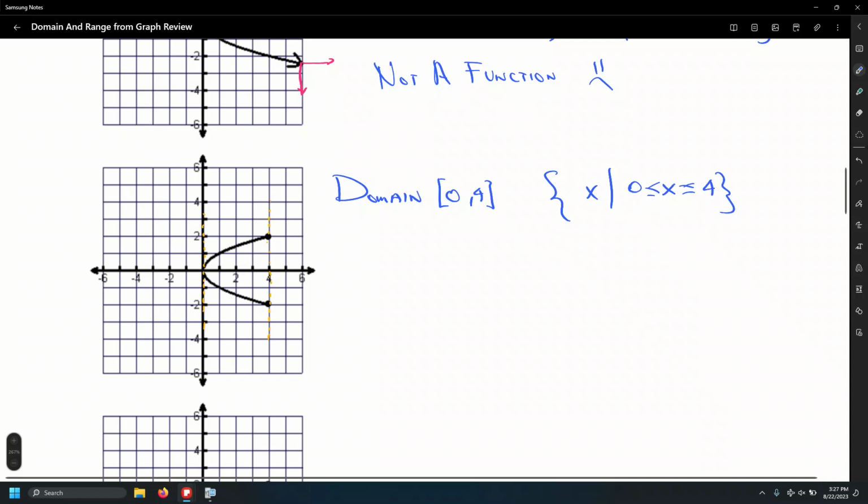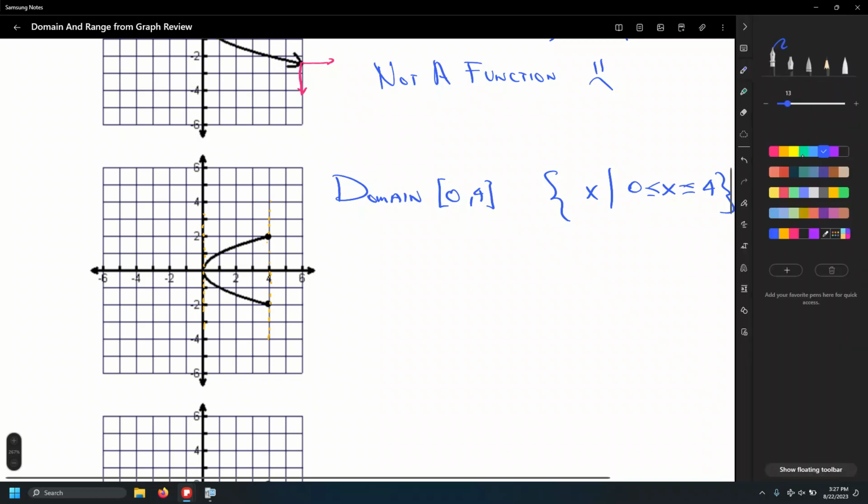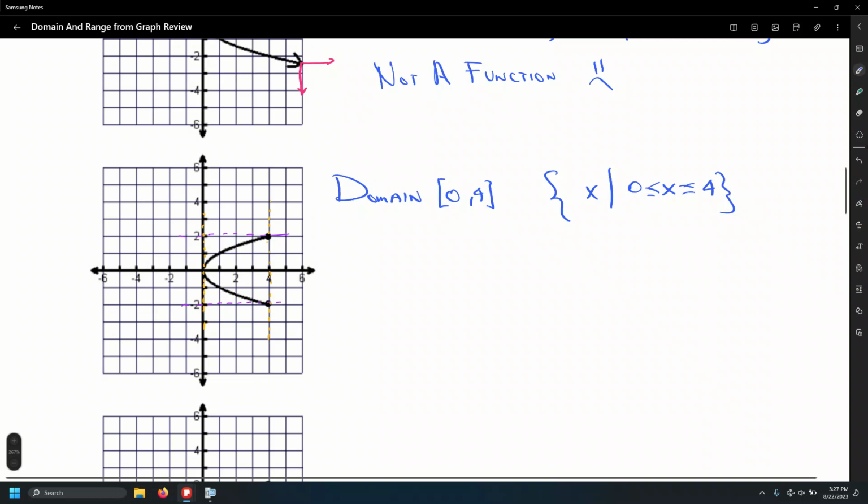What about the range? Okay, scan from bottom to top. In this case, the smallest value of y, what's that going to be? Does anybody have the answer for the range, by the way? Yes. The range will be bracket -2, 2 bracket, which is in this case y such that y goes between -2 and 2.